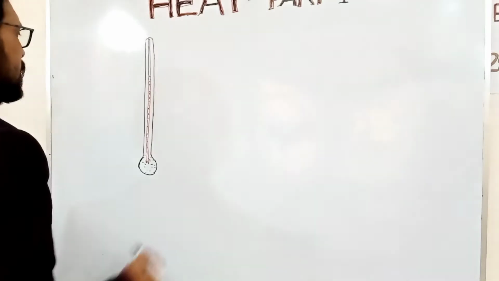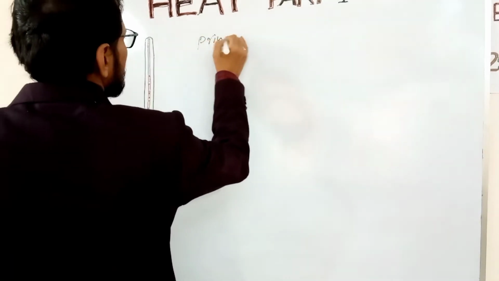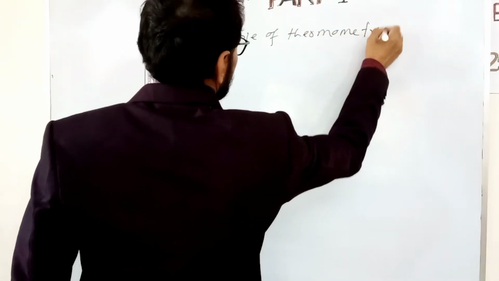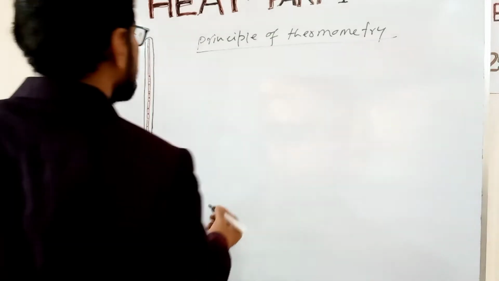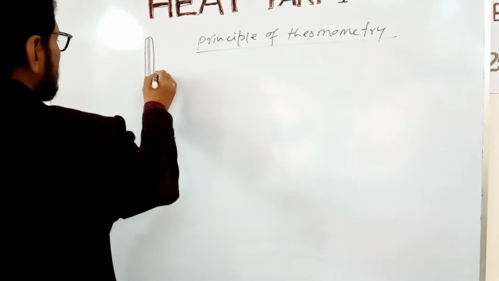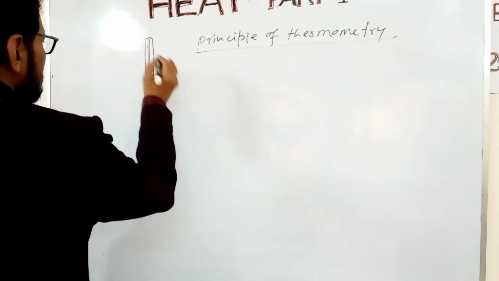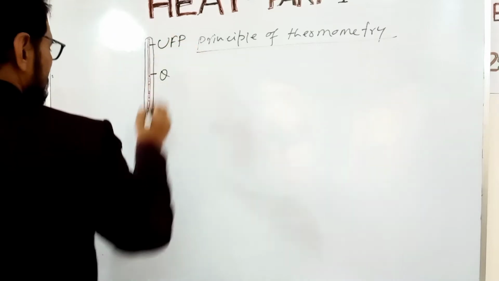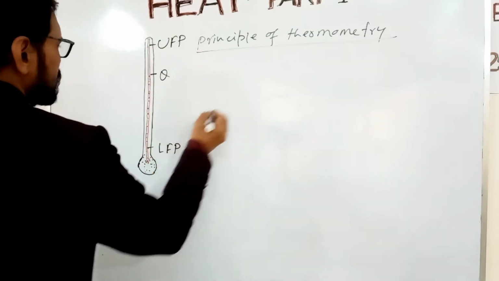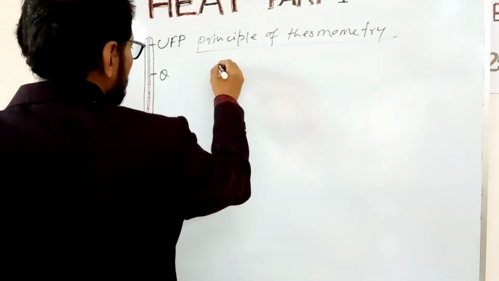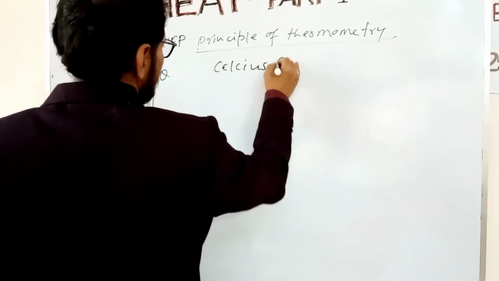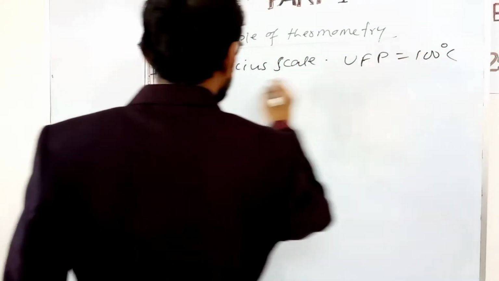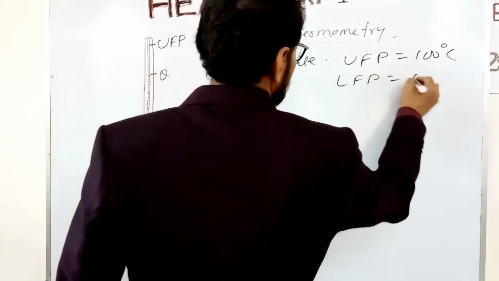So the first topic is, what is the principle of thermometry? Suppose the temperature on any unknown thermometer is theta, and there is an upper fixed point and a lower fixed point of any thermometer. For the Celsius scale, the upper fixed point is 100 degree centigrade and the lower fixed point is 0 degree centigrade.